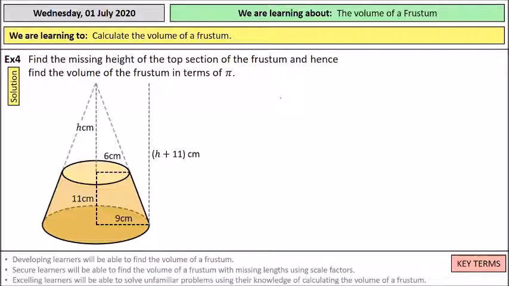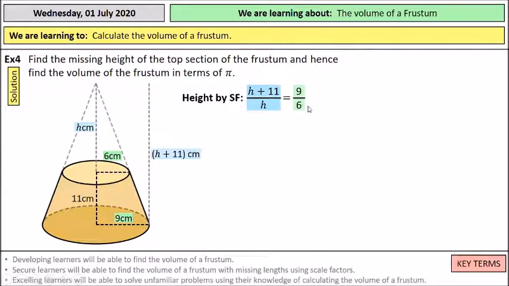Do you remember how you find the scale factor? Well, we can just take the larger length and divide it by the smaller length. So we could say h plus 11 over h is my scale factor. And I could also say that 9 divided by 6 is my scale factor. These 2 scale factors are equal, so I'm just putting an equal sign in between them. Now I have an equation to solve.